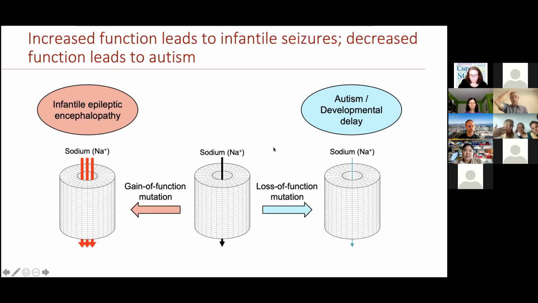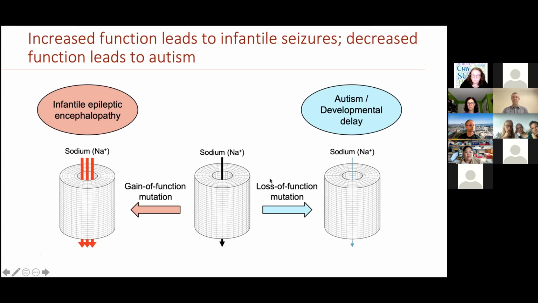Through work done with Kevin Bender at UCSF in collaboration with myself, and also independently by a group in Europe with Rike and Marcus Wolf, we've seen this model emerge. If this is the normal situation where the channel is meant to let this amount of sodium through, you can have a gain of function mutation, which leads to too much sodium coming through, or sometimes sodium coming through at the wrong times. That leads to the epileptic encephalopathy. On the other side, in autism and developmental delay, we have a loss of function mutation, which leads to too little sodium coming through.